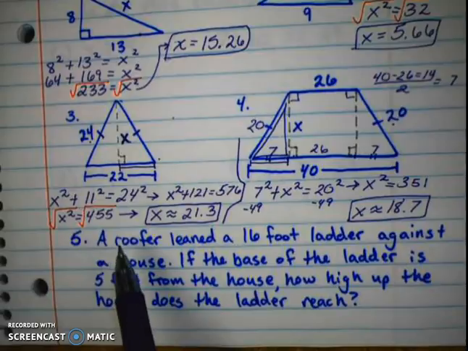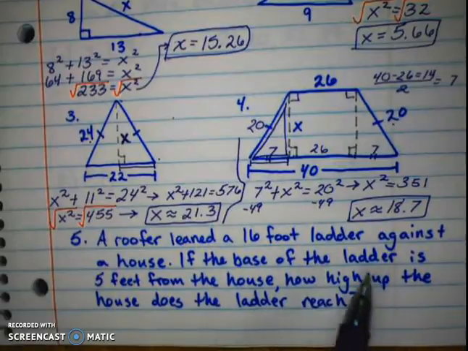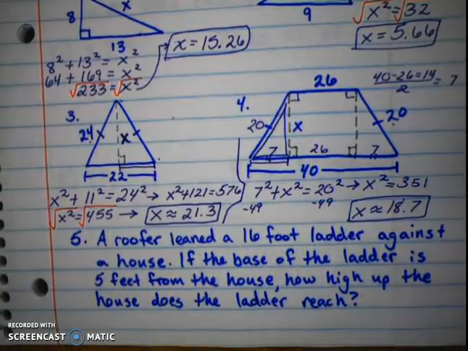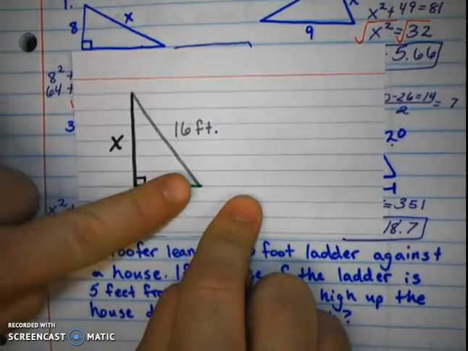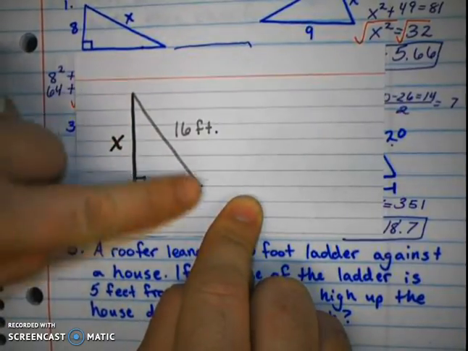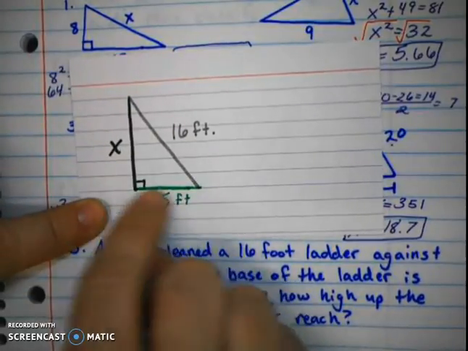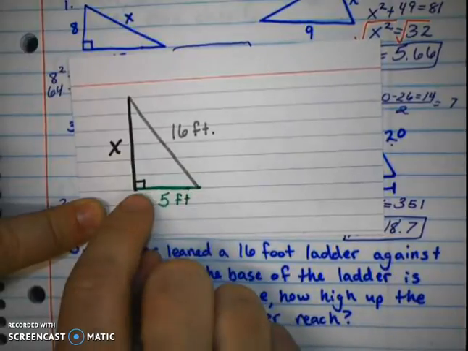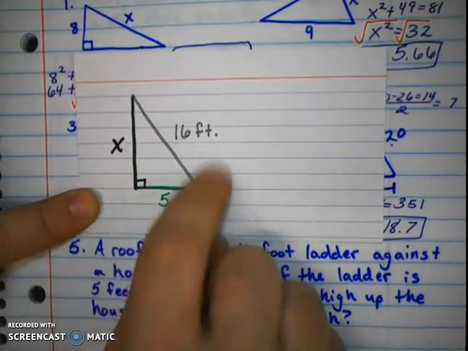On problem number 5, it says a roofer leaned a 16-foot ladder against a house. If the base of the ladder is 5 feet from the house, how high up the house does the ladder reach? So we're going to draw this out. We're going to, again, focus on trying to form a right triangle. Okay. We've got a diagram where we can have our ladder representing the hypotenuse of a right triangle because it's leaning against the house. The house we assume to be this vertical side. And then the ground, how far the base of the ladder is from the edge of the house, is our other leg of the triangle. And so we get a right triangle that looks like this.